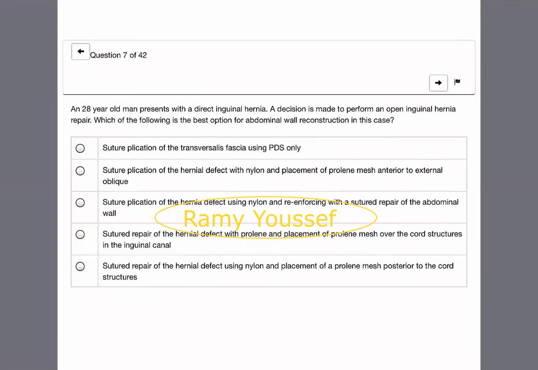Okay, who has a different answer here? I think it's E. Why? Because the mesh is put posterior to the cord, on the posterior abdominal wall. Yes, exactly, on the fascia transversalis. Exactly, Dr. Basharat. Okay, yes.